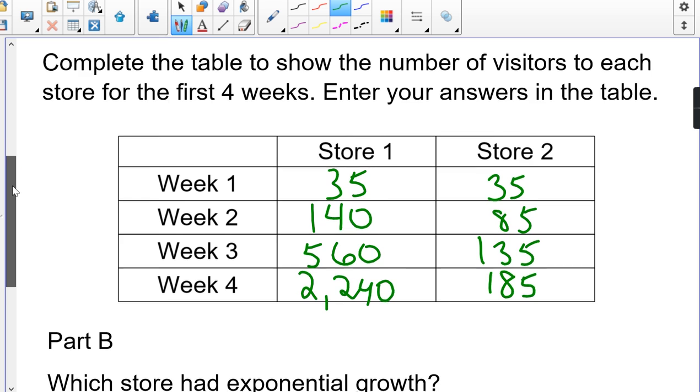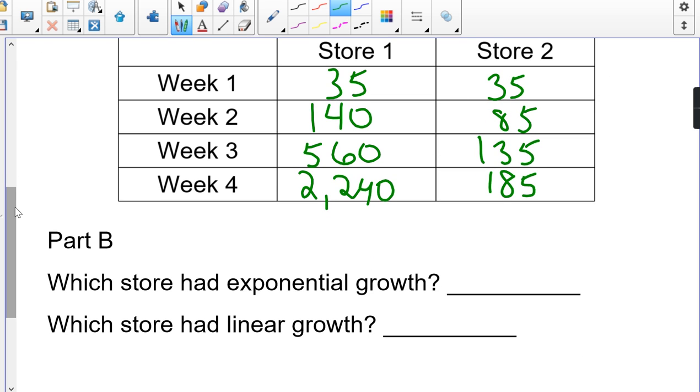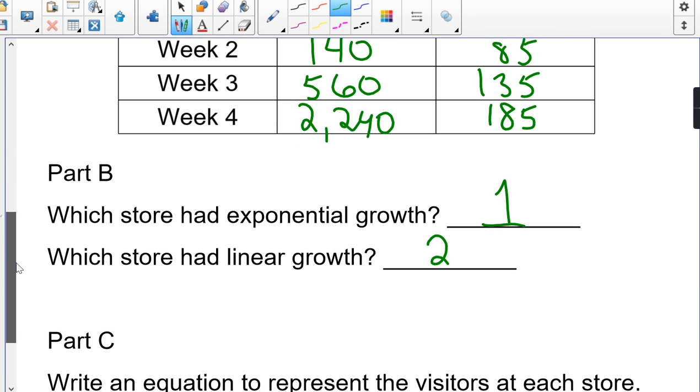Okay, so which store had exponential growth? Well, store 1, right? Store 1, that's where we are multiplying. That would be exponential growth. Which store had linear growth? Well, that would be store 2 because we were adding. We were adding a common rate.